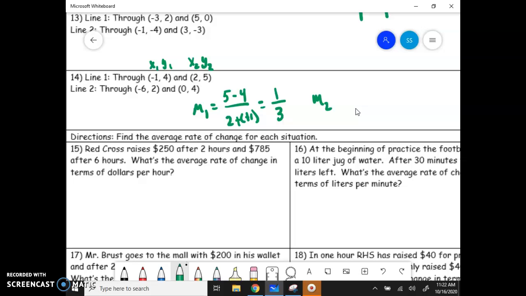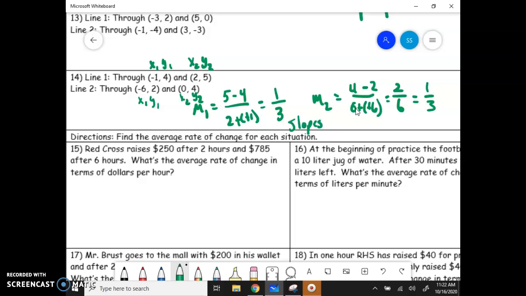And M2 is going to be, again, let's label them x1, y1, x2, y2. So this is going to be a change in y's on top. That's 4 minus 2 over 0 minus a negative 6. 4 minus 2 is 2. 0 plus positive 6 is 6. And look at that, that reduces down to 1/3. So they're the same.